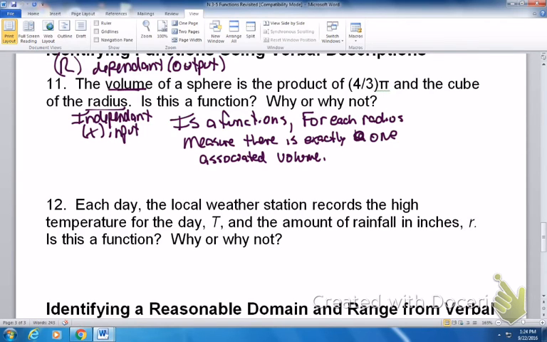Now the next one says, each day the local weather station records the high temperature for the day, T, and the amount of rainfall in inches, R. Is this a function, why or why not? Well, guys, if you're going to have a function, there has to be some relation between the two. Generally, you can have hot temperatures on days it rains and days it doesn't. You could have cold temperatures on days it rains and days it doesn't. So this is not a function.